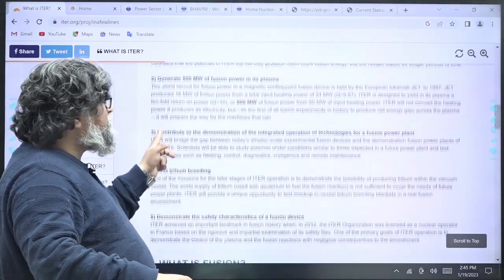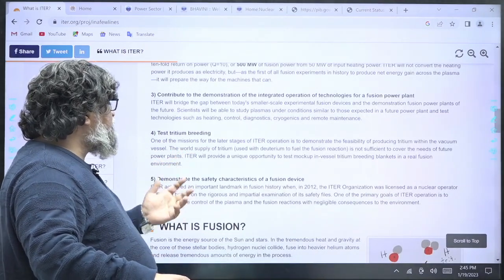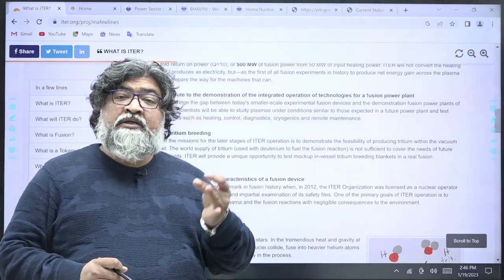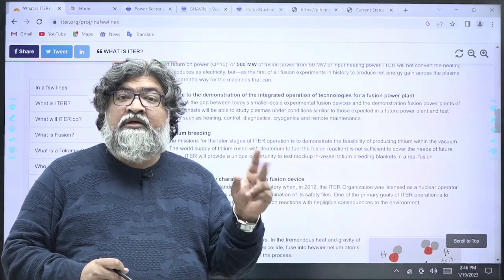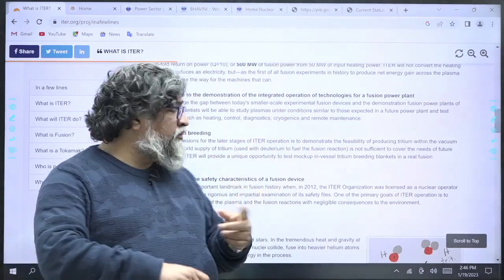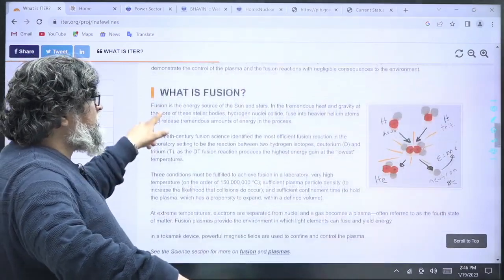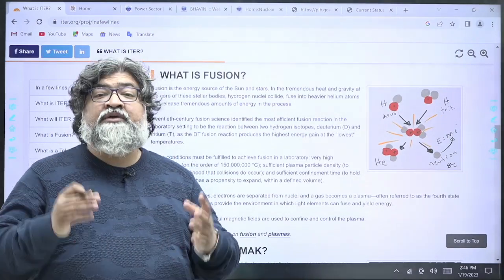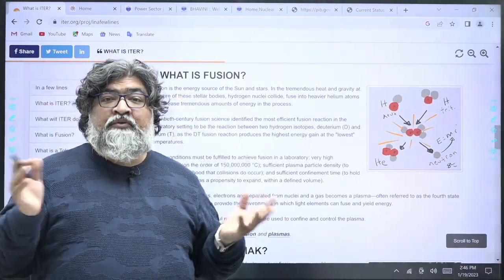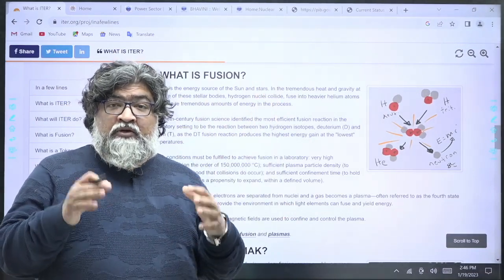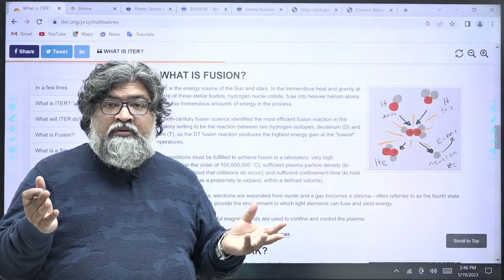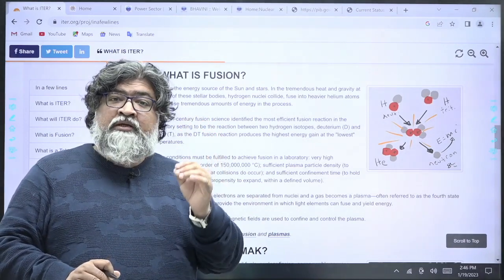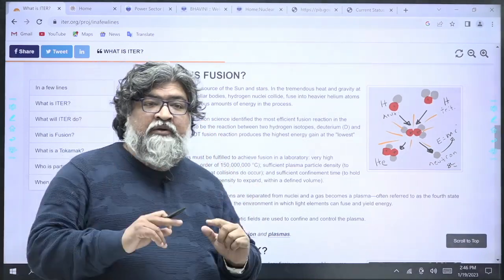Then it will demonstrate the integrated operational technologies, test tritium breeding, and generate tritium, even tritium, deuterium, helium. They have other kinds of applications, not only in research, they can be used in industries. That is a possibility. Then there are safety characteristics, it has to be a safe one. It's very important to maintain safety, because we are going to generate such a high temperature, which is there in the sun and stars, and that we do not have under controlled conditions. If anything goes wrong, there's an accident, it will be not only an economic, financial loss, but can also lead to casualties. So under a safe environment, this will be carried out.